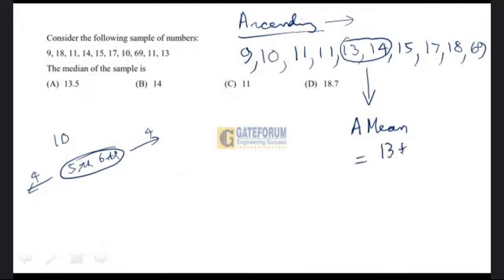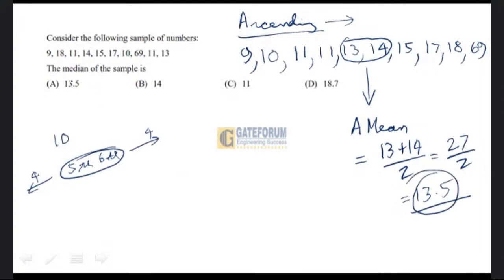Arithmetic mean is 13 plus 14 divided by 2. That is 27 divided by 2. That is 13.5. So you will say that the median of the whole sample is 13.5. Option number A.